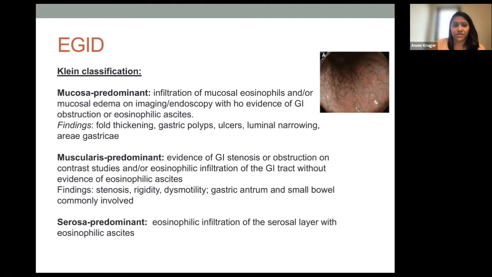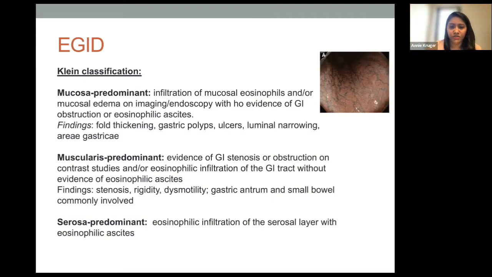And these strange kind of area gastricae that we have shown you here on the right side. And when you take those biopsies, they'll say, okay, more than 50 eosinophils per high power field. The muscularis predominant one can lead to stenosis, particularly in the pylorus, and lead to sort of a gastric outlet obstruction type of picture. And you can see very thickened gastric folds on CT scan.